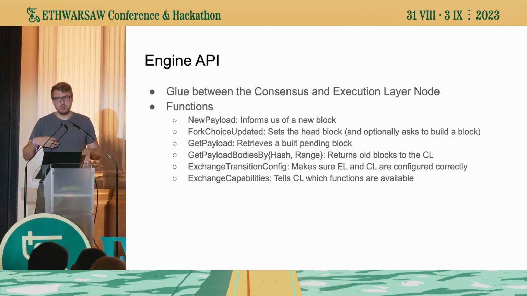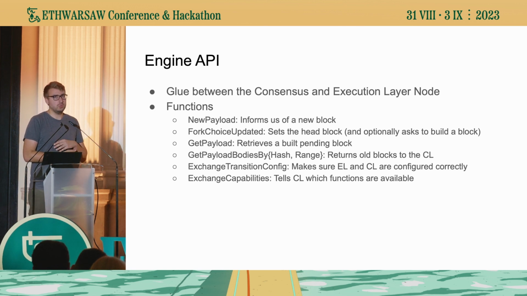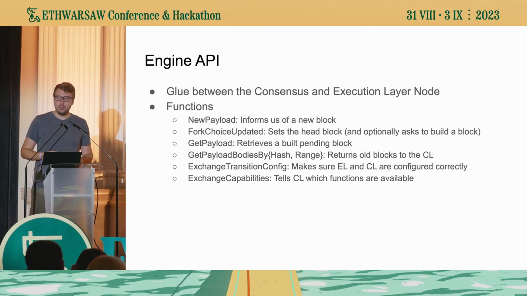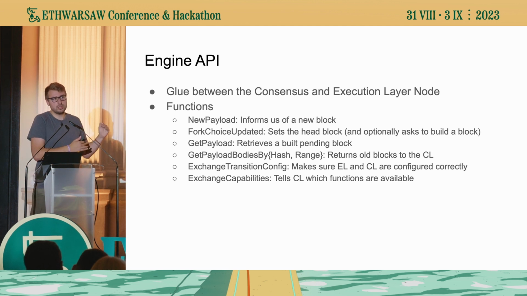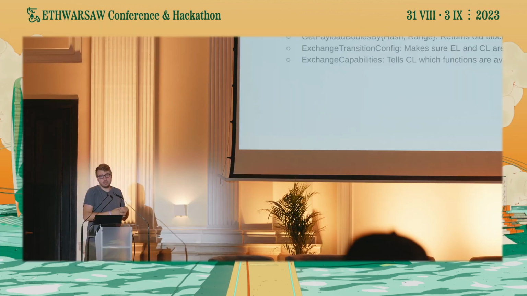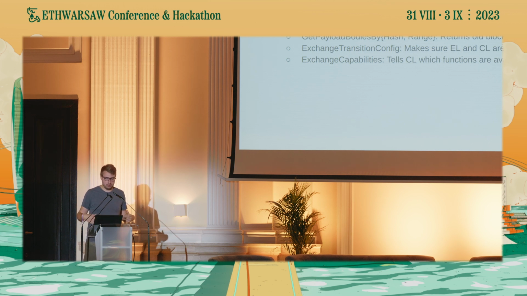Because we have to further the network, we have to change the engine API. We have built versioning into these functions, and with exchange capabilities, we can tell the consensus layer node, hey, I support these versions, and then the consensus layer can say, okay, this node doesn't support this version that I want, so I'm going to show the user an error or something.